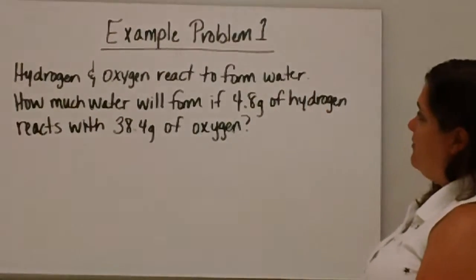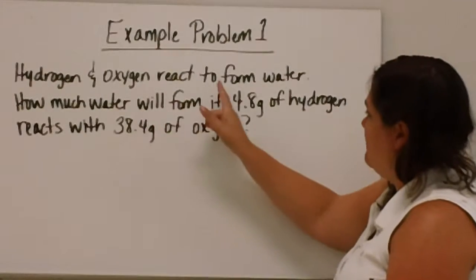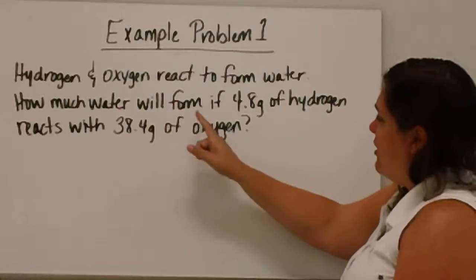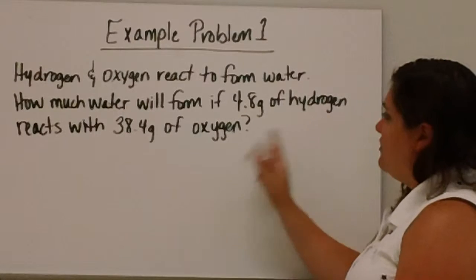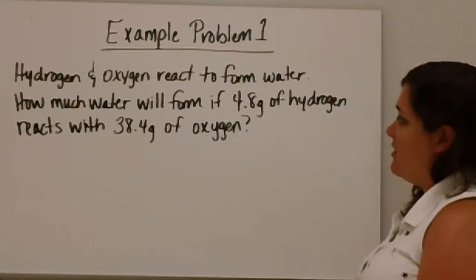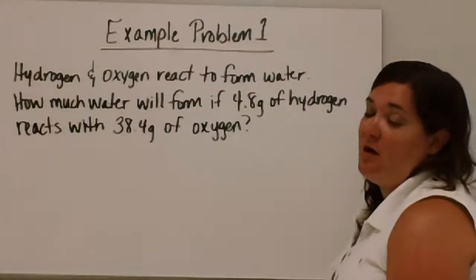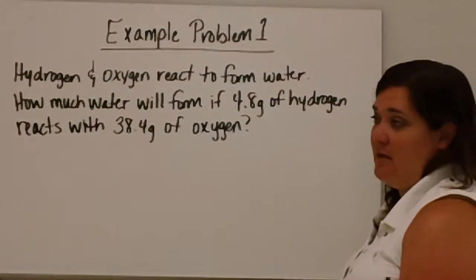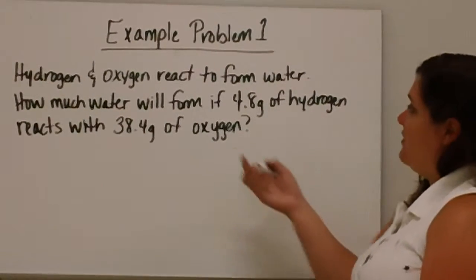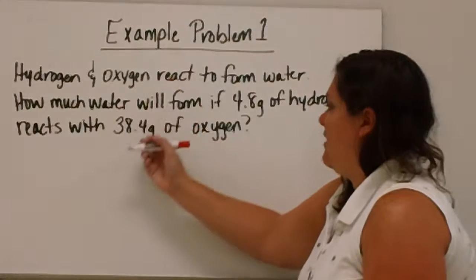So let's look at a problem. Hydrogen and oxygen react to form water. How much water will form if 4.8 grams of hydrogen reacts with 38.4 grams of oxygen? So the first thing we have to do is identify our reactants and our products. Reactants are what we start with, and it says here hydrogen and oxygen react.